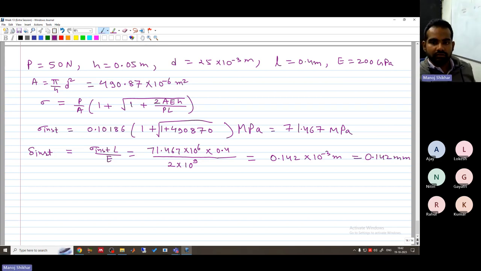So this is the question of instantaneous displacement. And these were the few topics from energy methods, basically to calculate the energy of a structure. Okay. Now let's have one other question.